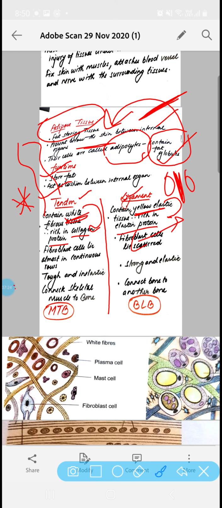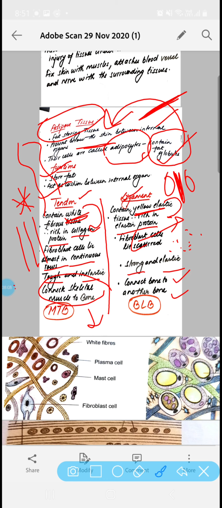Now the fibroblast cells in tendons lie almost in continuous rows, and in ligaments the fibroblast cells are scattered all over. Tendons are tough and inelastic. Ligaments, on the other hand, are strong and elastic. Now the most important point: tendons connect the skeletal muscles to the bone, through which we can move. We can show locomotion. And ligaments connect bone to bone.